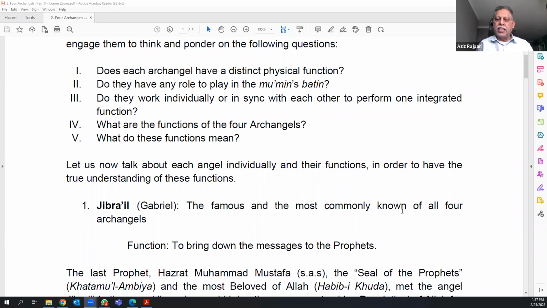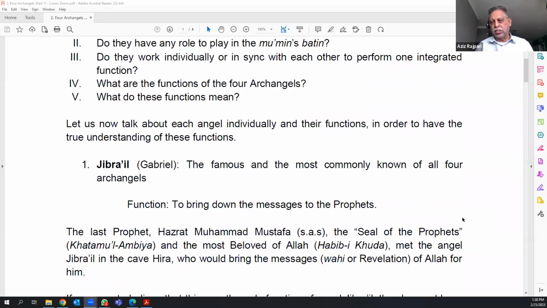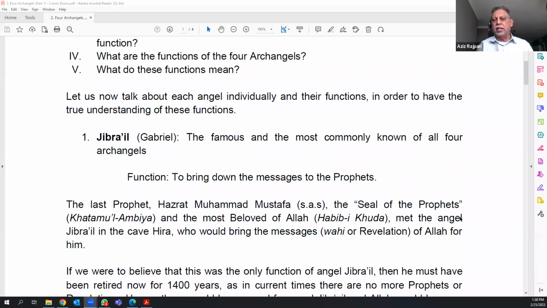आइए देखते हैं इसको डिटेल के अंदर. जिब्राइल के कामों को हम देखते हैं, इसका क्या काम है और उसने क्या क्या काम किया है आज तक. उसका काम क्या है? वही लाना. His function is the one, and what is that? To bring down the message, the wahi, the revelation to the prophet. बस इसका ये काम है कि वो वही का फरिश्ता है और वो पैगंबरों पर वही लाता है.